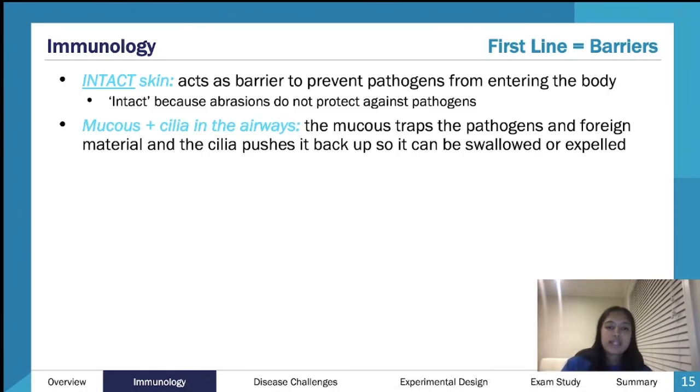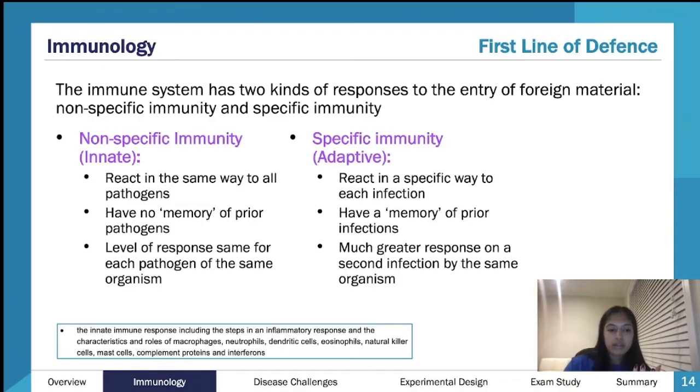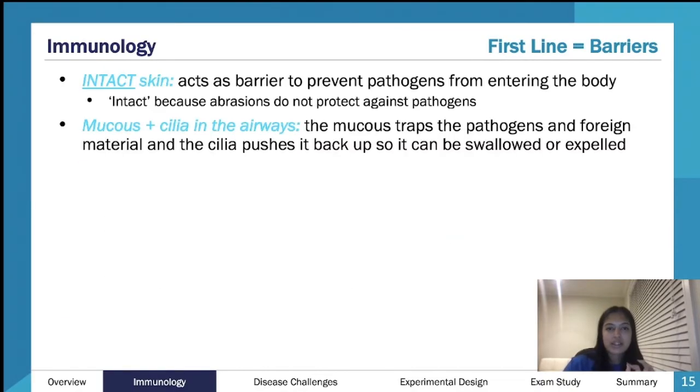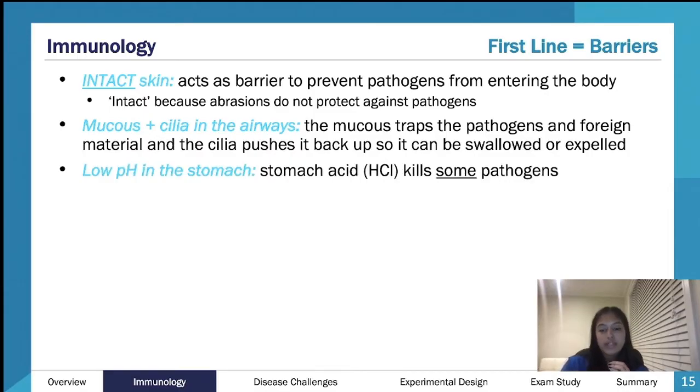So mucus and your cilia in the airways. It's also important to know what is physical and what's chemical, I believe. I think it's in the other dot point, but your physical, your chemical, and your microbiota are important distinctions to make. So your intact skin would be more physical. Your mucus and your cilia can ultimately be both a little bit.